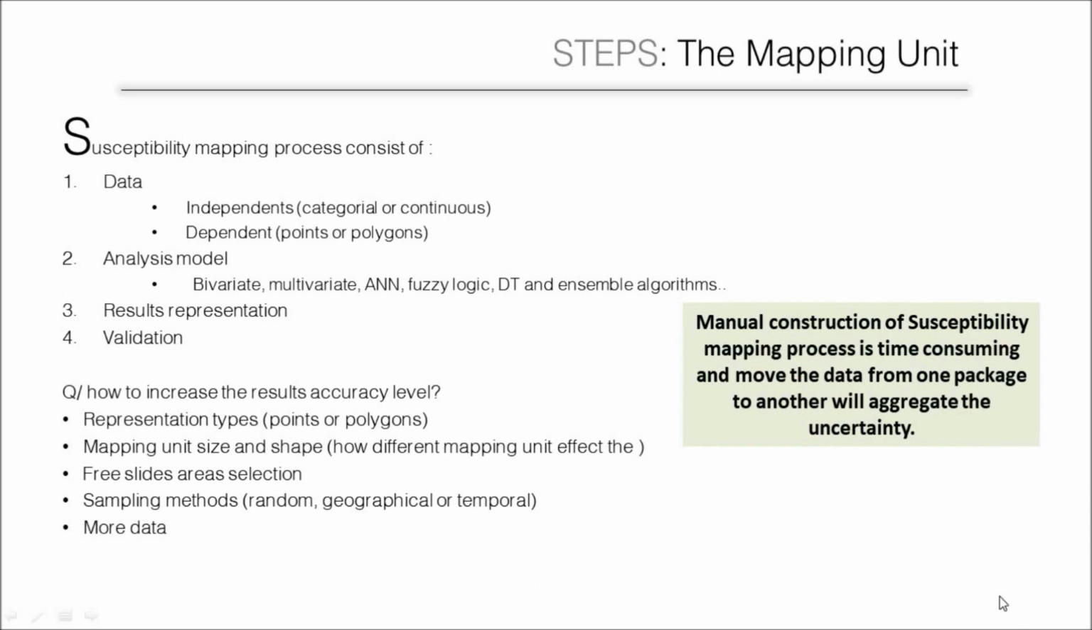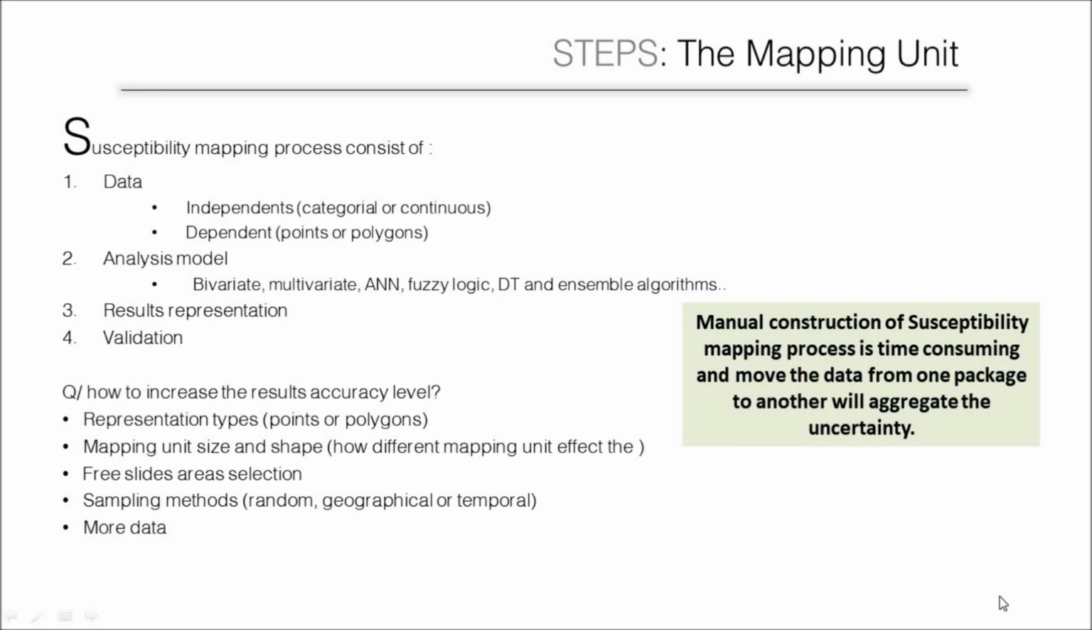Now, to have a quick understanding about the main concept or structure of susceptibility mapping, here we will do a quick review about the general steps of the modeling. So first, susceptibility mapping in general consists of data and analysis model and the results representation and the validation. In data, in general, we have the independent and the dependent factor.